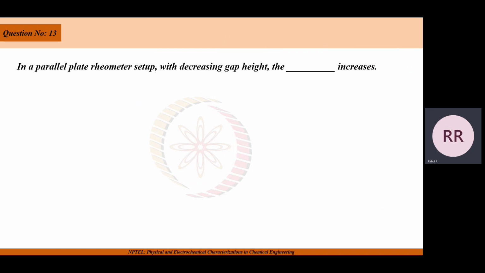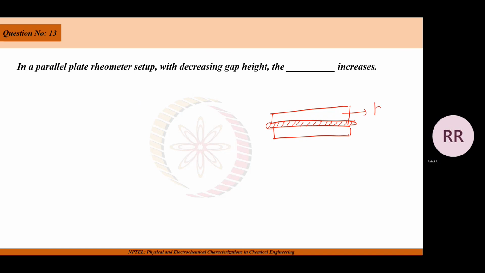The next question is: in a parallel plate rheometer with decreasing gap height, the dash increases. The last question I have already discussed, what a parallel plate is. In a parallel plate rheometer, we'll be having two parallel plates that are separated by a very small distance, and the fluid is filled in this gap.